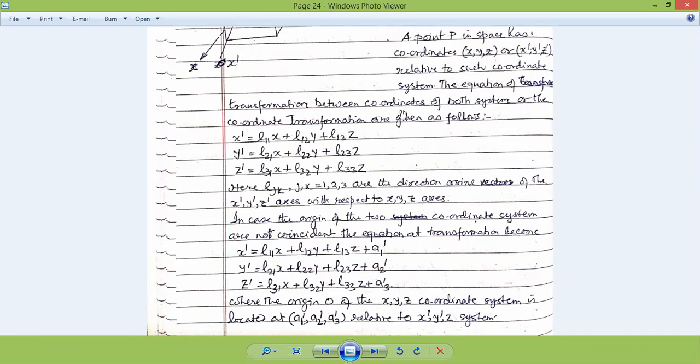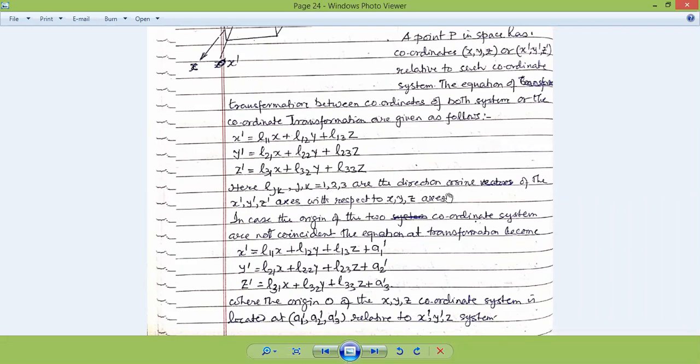The equations for transformation between the coordinates of the systems are given like this. The relation between x dash and x, y, z is given by this relation, and similarly for y dash, with L21, L22, L23 as the coefficients of x, y, z. Here Lij, where i, j are 1, 2, 3, are the direction cosines of the x dash, y dash, z dash axes with respect to x, y, z.